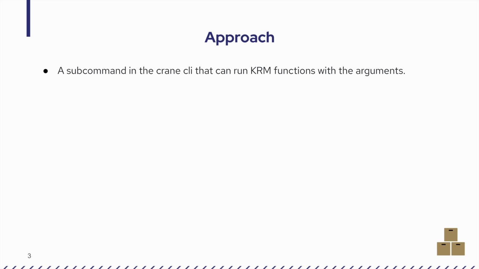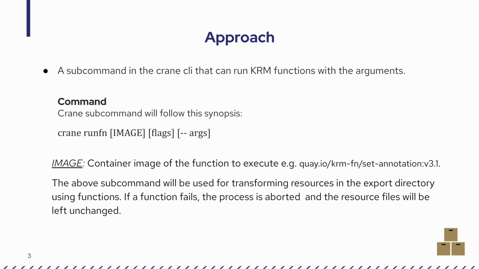I have come up with a couple of approaches to address this issue. The first approach is to have a subcommand in the Crane CLI that can run KRM functions. This is the general synopsis of the command that we will follow. To run a function, we'll use this crane run-function command. As I said, this command will be used to transform Kubernetes resources using the function which we provide, and image is the container image of the function that we want to execute.